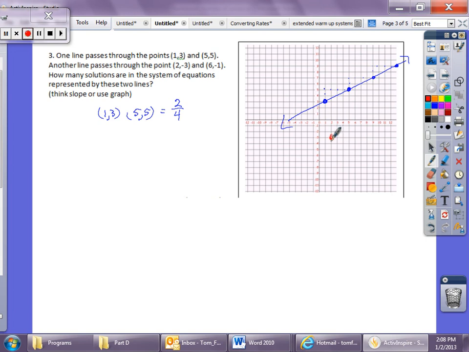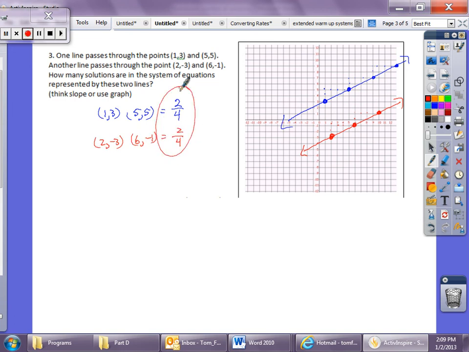2, negative 3, 6, negative 1. If I want to extend this line, up 2, right 4 again. So now if we look at these, we have 2, negative 3, and 6, negative 1. They also have a slope of up 2, right 4.